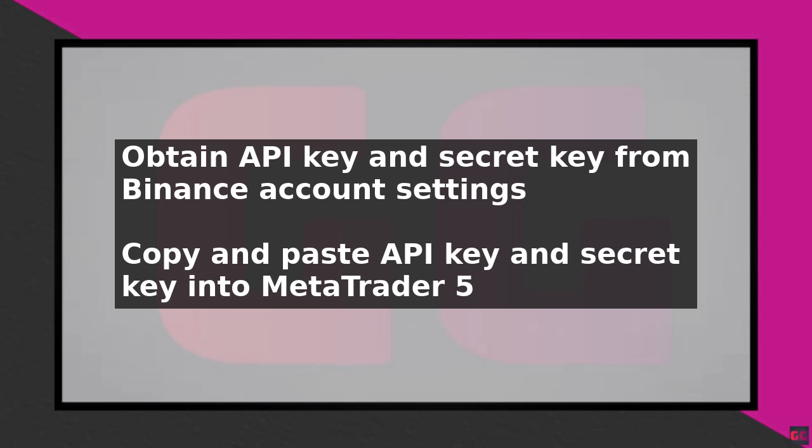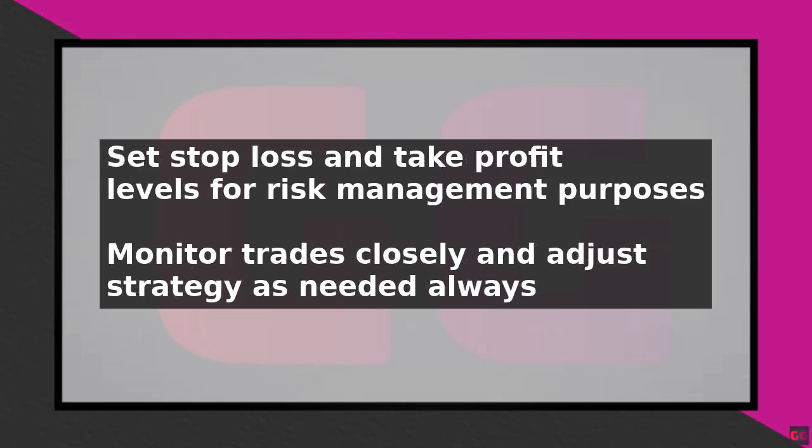To start trading, navigate to the Market Watch section and select the currency pair you want to trade. Then, open a new order and set the parameters for your trade, including the type of order, the volume, and the price. Click Buy or Sell to execute the trade.